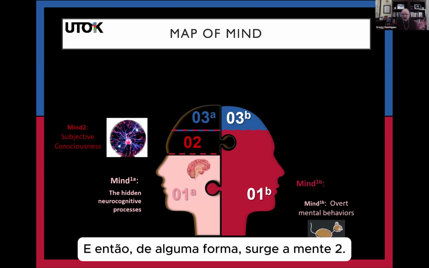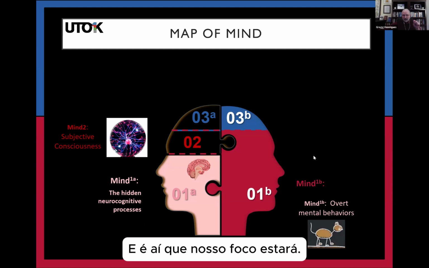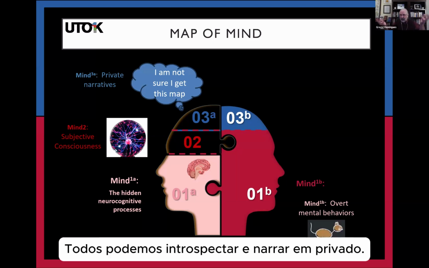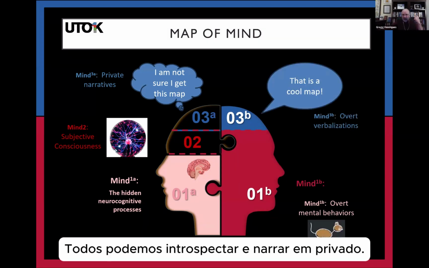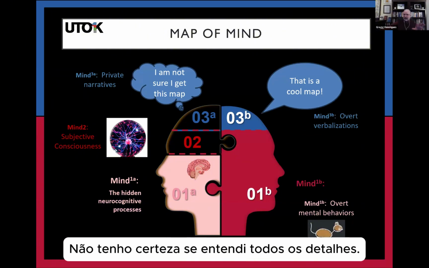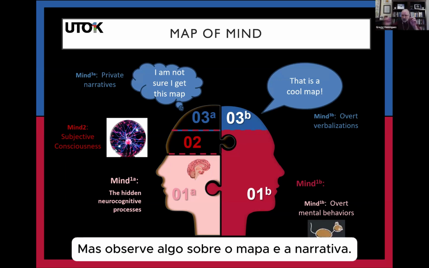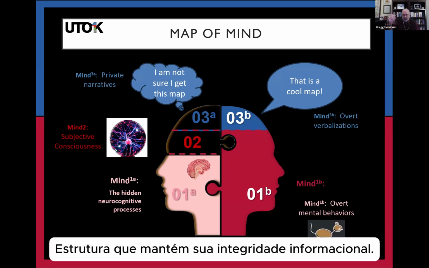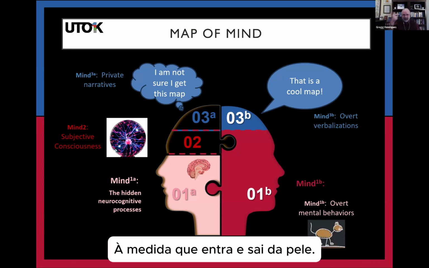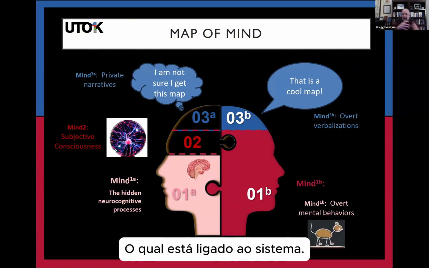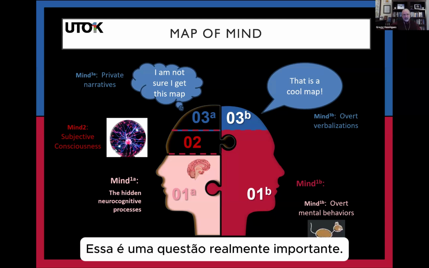And then somehow we get the emergence of mind 2, and that's where our focus will be. But in humans, we want to be clear when we talk about mind 2, we have access to mind 3, where you can all introspect. And we can narrate privately. Hey, dude, I think that's a cool nap. While we narrate publicly and maybe have privately. I'm not sure I get all the details. So we can filter. But notice something about the map and the narrative. It goes right through the skin. Propositional language is fundamentally different, a different kind of mindedness structure that maintains its informational integrity as it moves in and out of the skin, unlike subjective perspectival knowing, which is bound within the system and can't get outside of it. That's a really important point.